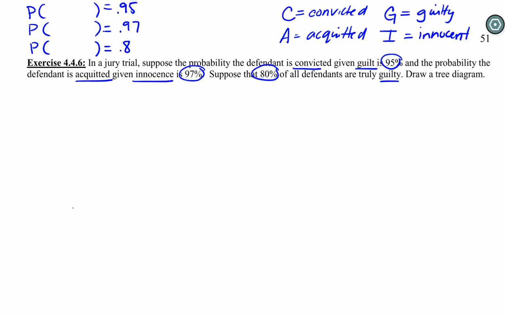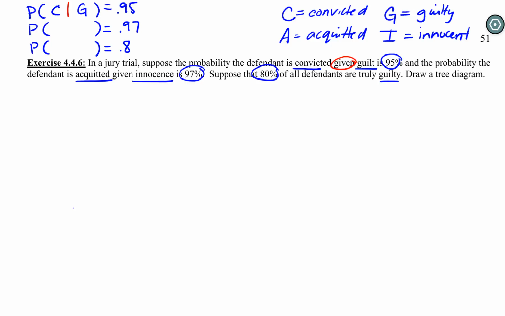Looking through this, the 95% is all about convicted given guilt. Well, we can see our nice keyword of given. So here we're dealing with one of our conditionals. Guilt is the word that comes after given, so we know this person is guilty. The probability of convicting them correctly is 95%.